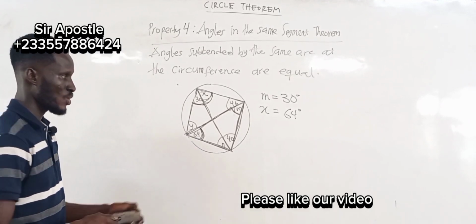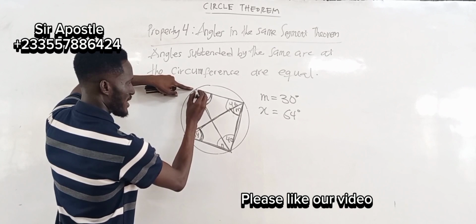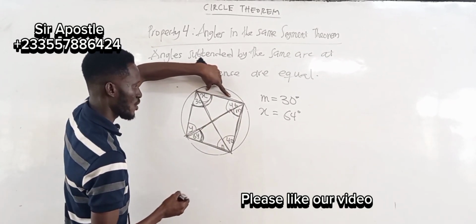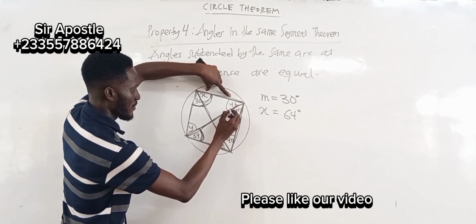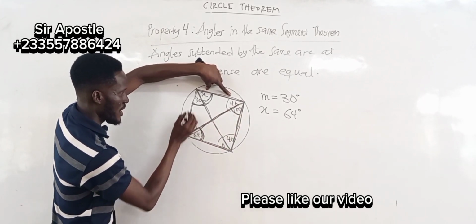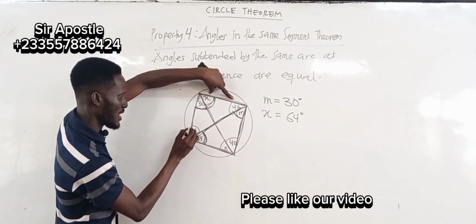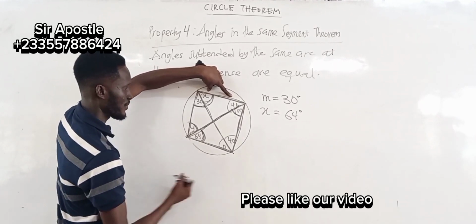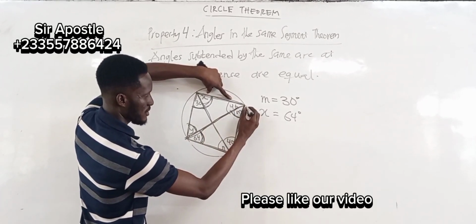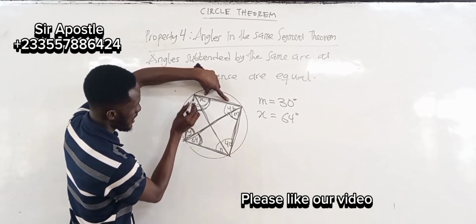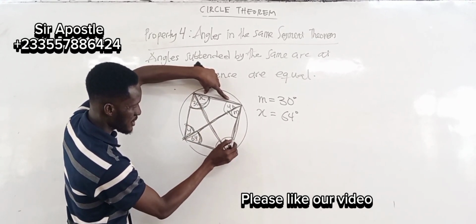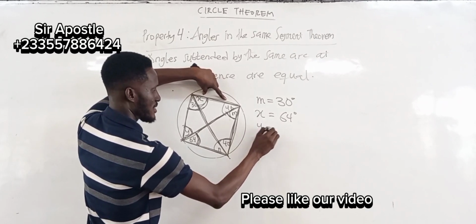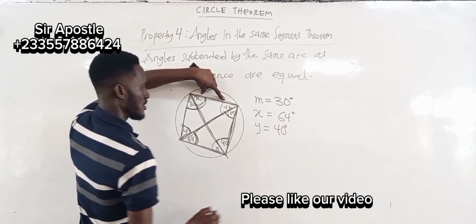Now let's take another chord. Let's consider this particular chord. Now when we consider this particular chord, this one comes here and this one joining is y. The angle formed is y. Now this one comes here and meets at this point. The angle formed here is 40. So what does it mean? The y is equal to 40 degrees.